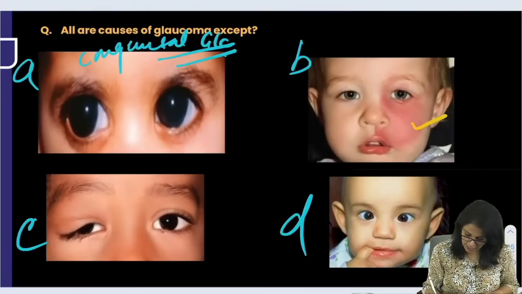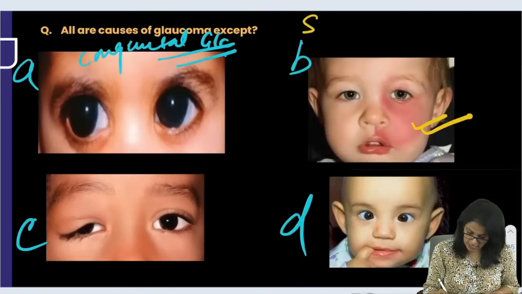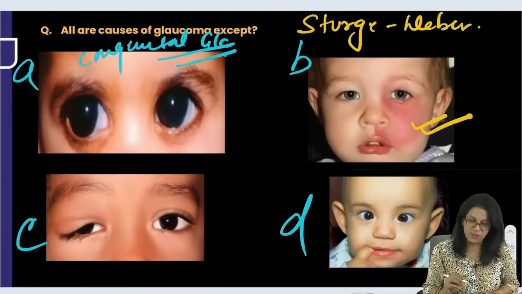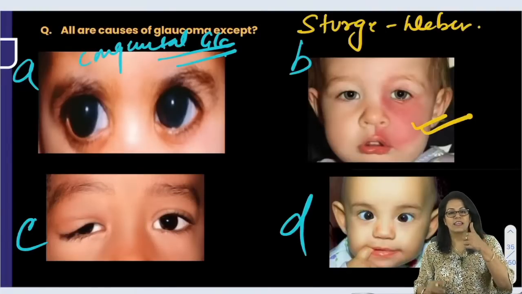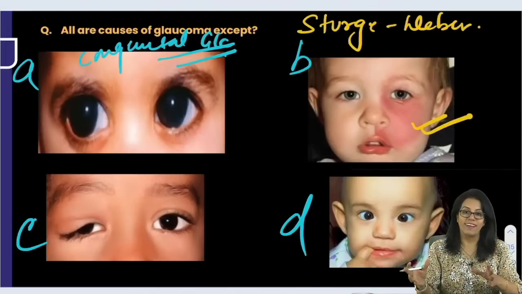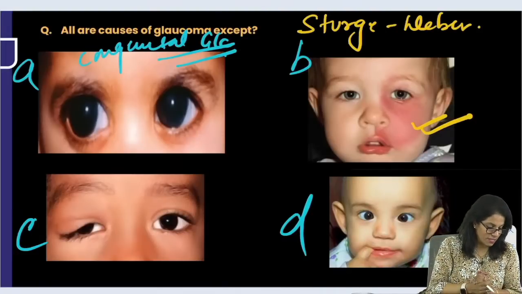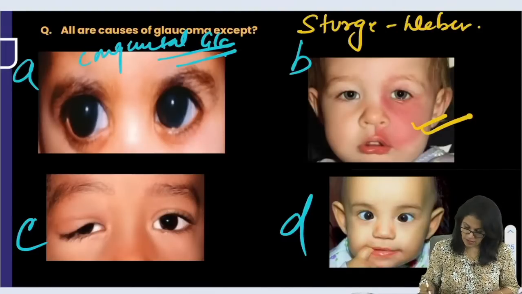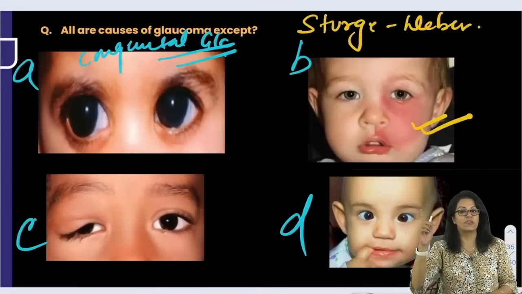Sturge-Weber, port wine stain, you all can see that. So this is a child, do you all remember Sturge-Weber syndrome? What is the triad of Sturge-Weber? It is simple: hemangioma on the face, hemangioma in the brain and glaucoma. So that is the triad, isn't it? So this is your Sturge-Weber. Again this is not the answer. It is associated with glaucoma.